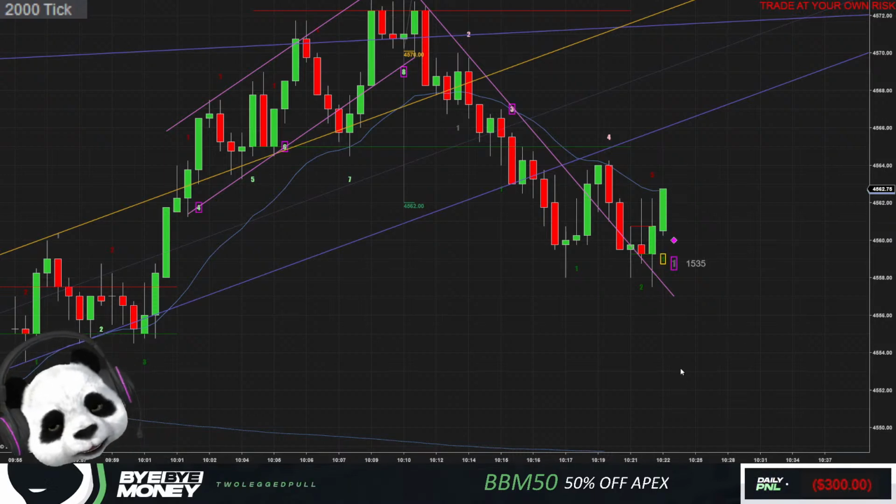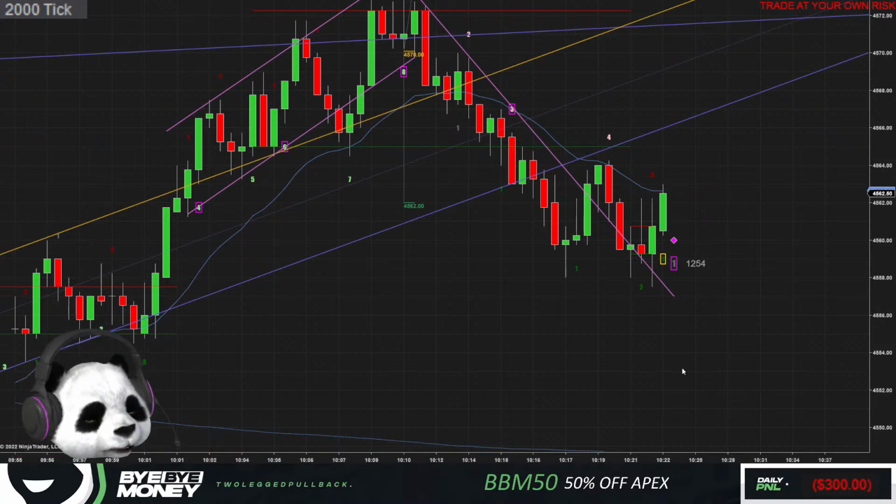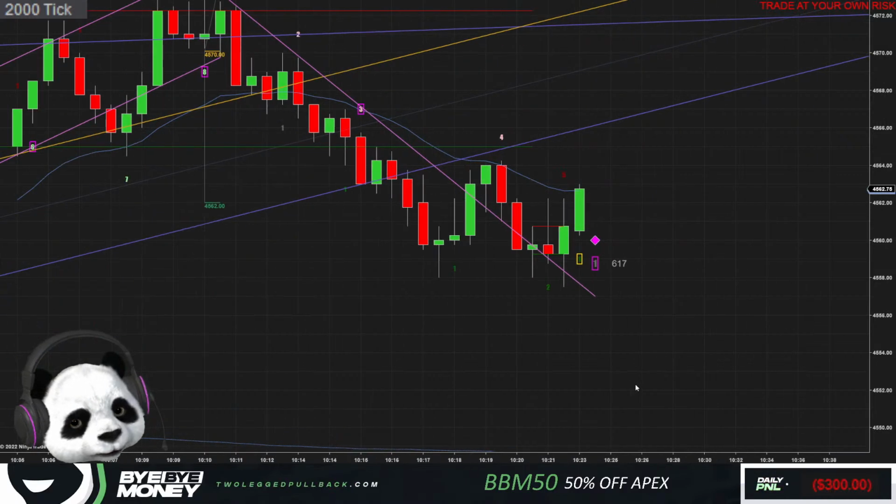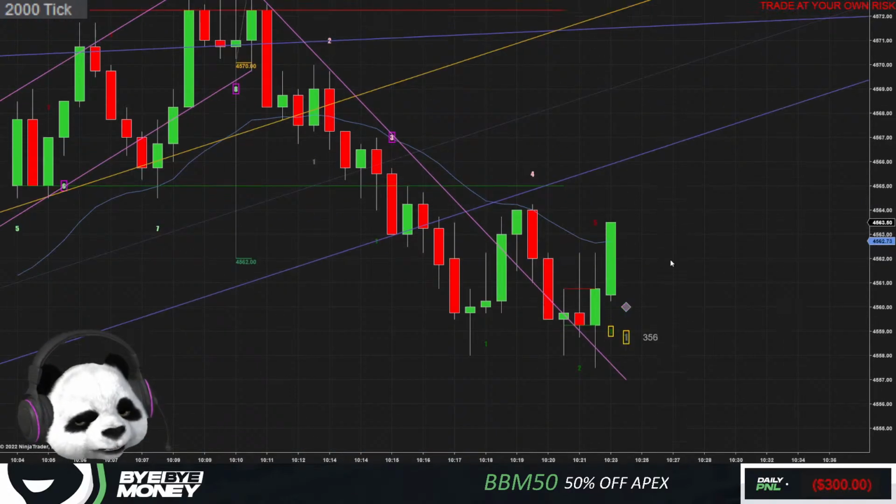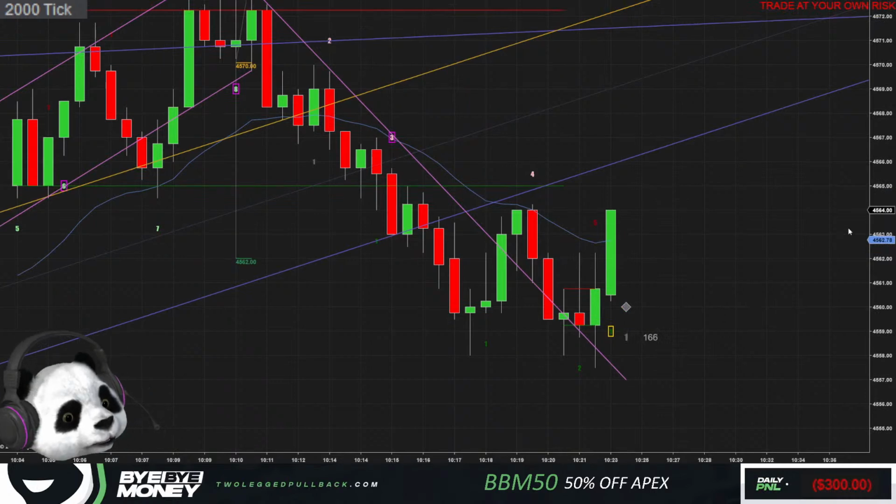I don't like how it's beneath the 20 MA. I don't want to go long into the 20 MA. I don't like going long or short into the 20 MA, typically. If this goes on without me, it's just a trade I can't really take. I'm not taking that trade.